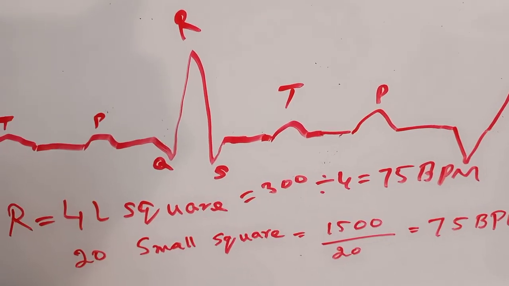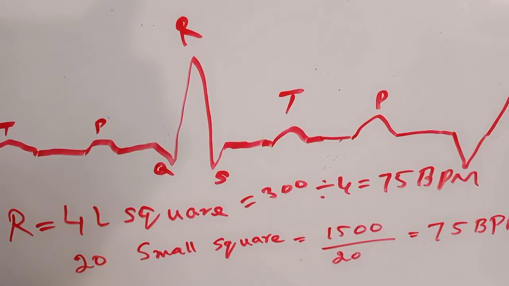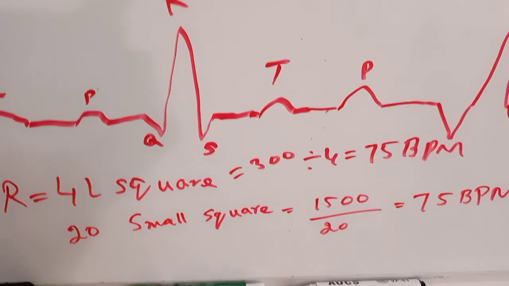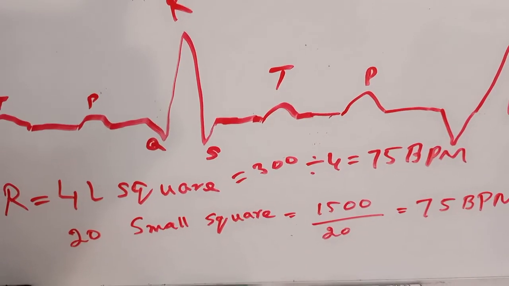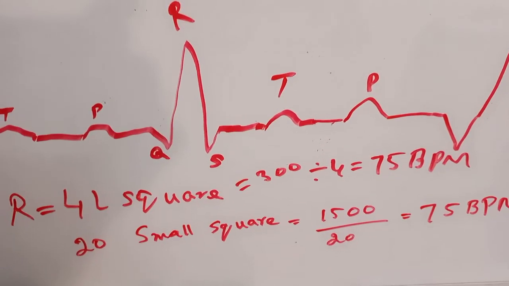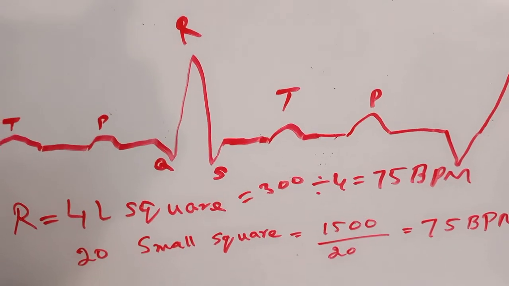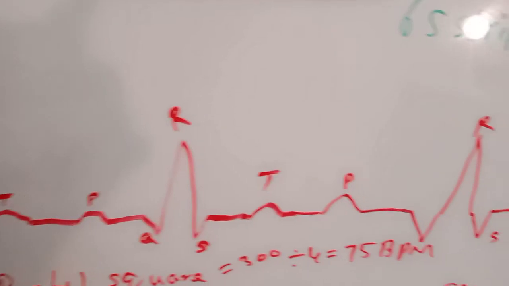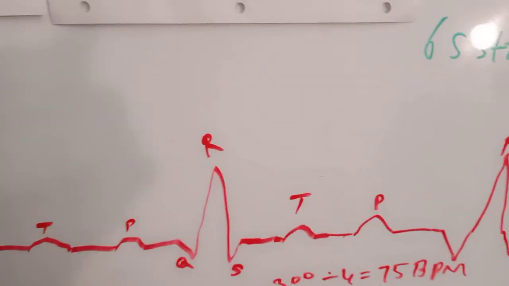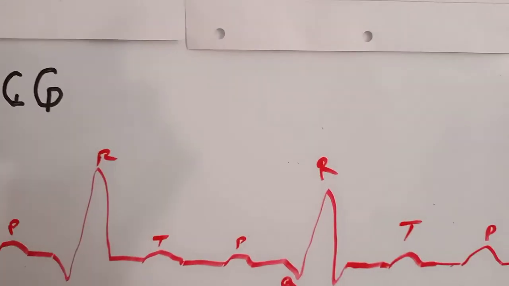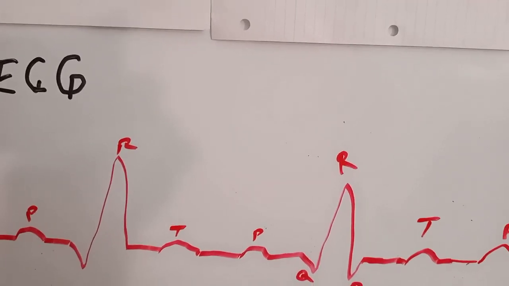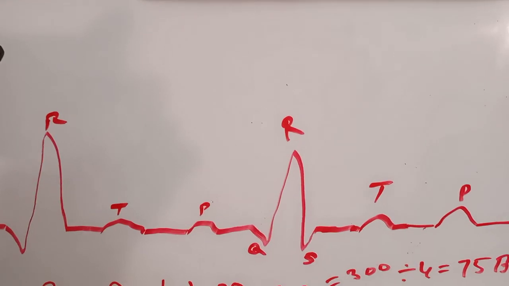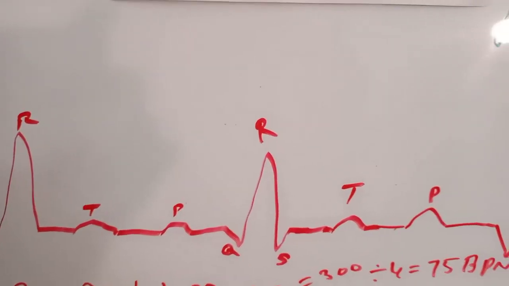So when you are using 300, divide by the number of large squares between R to R. And when you are using the 1500 formula, then count the number of small squares between R to R. These two formulas are applied when the heart rate is regular. And I told you if the distance between R to R and R to R is the same, the rhythm is regular. If the distance between R to R is changing, 4, 4.1, 4.2, 3.9, 3.8, then the rhythm is irregular.